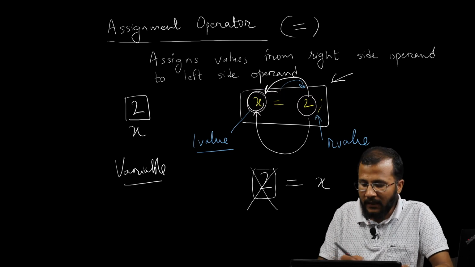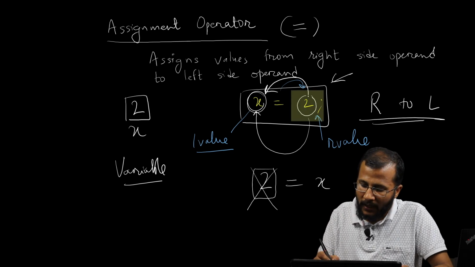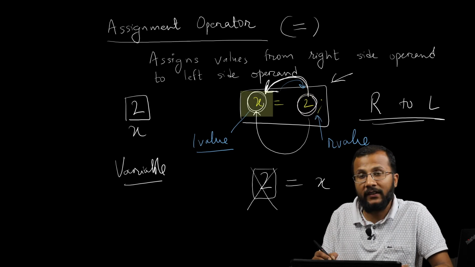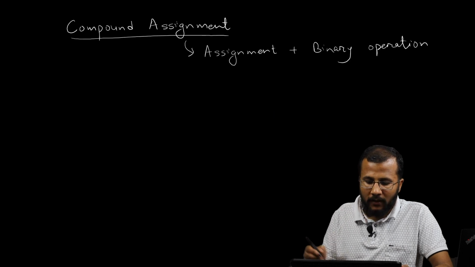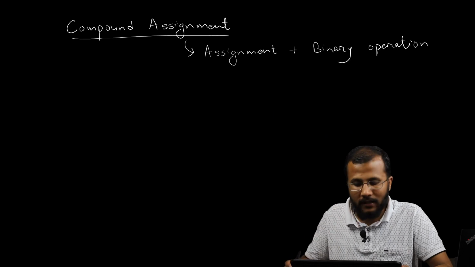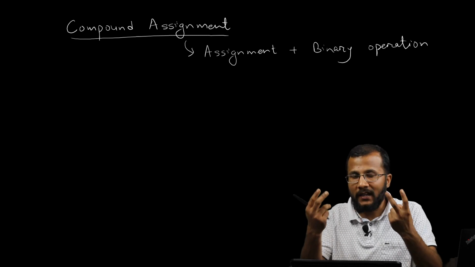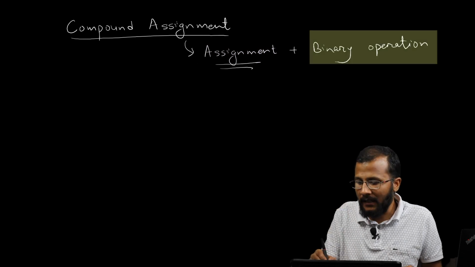So always the assignment happens from right to left. The right one is evaluated first, and that will be assigned to the left hand side, the L value. I hope this assignment is clear. Now we are going to see something called compound assignment, which is really interesting. In compound assignment, you actually do two kinds of operations together. You do assignment as well as some other binary operation.